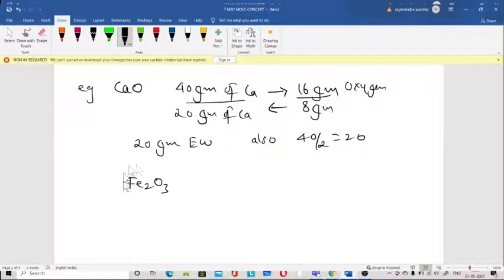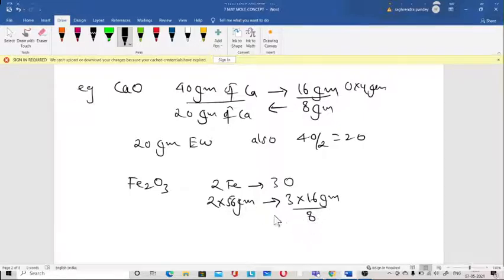Now, the weight of iron is 56. Two iron are bonded to 3 oxygen, or we can say 2 into 56 grams of iron is bonded to 3 into 16 grams of oxygen. Then whatever weight of iron is connected to 8 grams of oxygen is the equivalent weight.